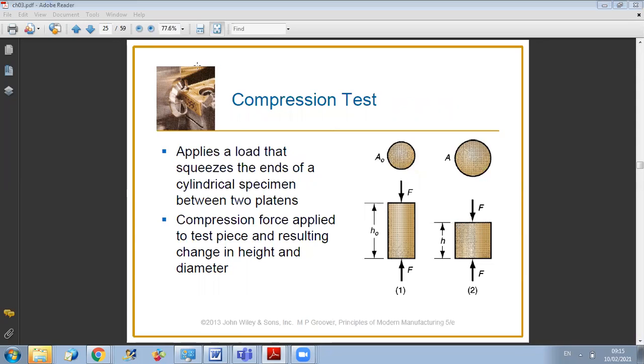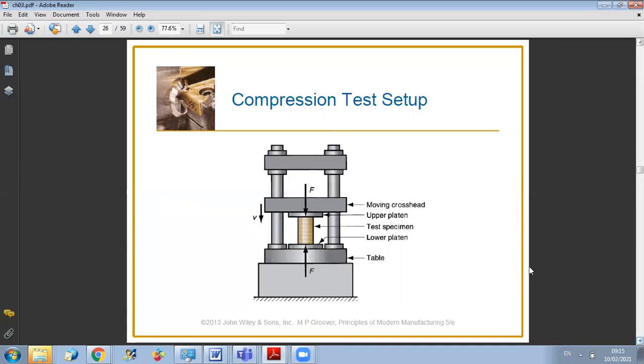Now, let us see the graphs, the engineering graph and the true graph. Just before this is the compression setup. It is the same setup, but the difference is that instead of moving the lower plate to cause elongation, you move the upper one downward. And this will cause the compression of your specimen.